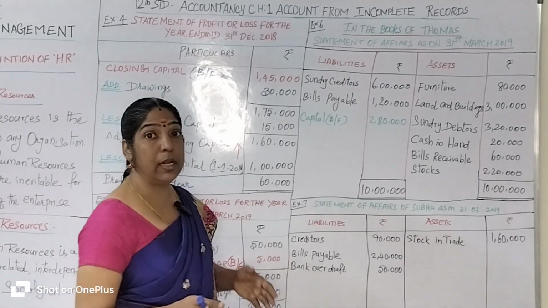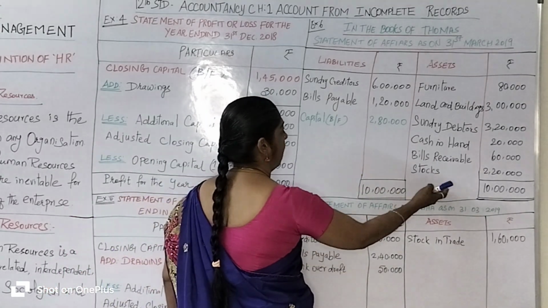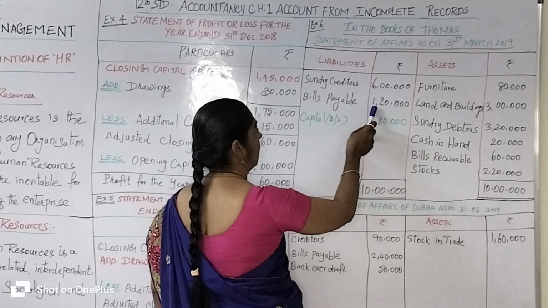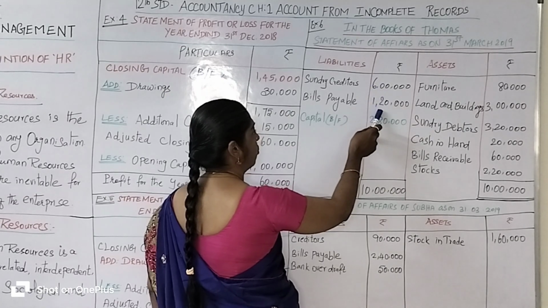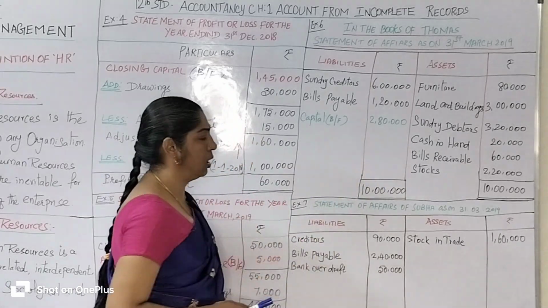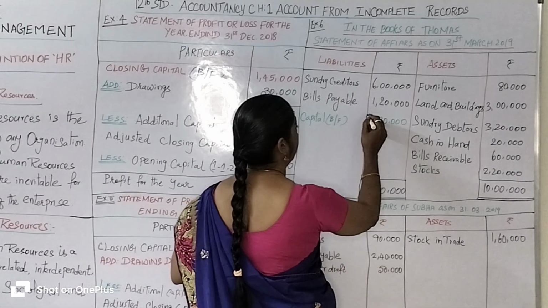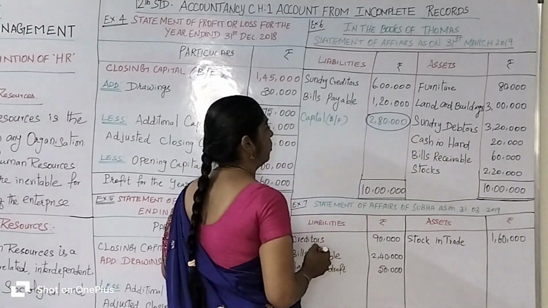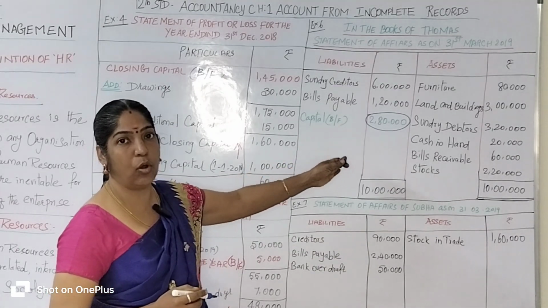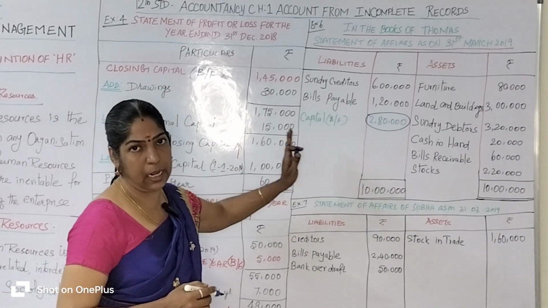Then we are going to find out the difference between the assets and liabilities. Asset side value is 10 lakh rupees. Liability side value is 6 lakhs plus 1,20,000, which is 7,20,000 rupees. We subtract 7,20,000 rupees from the total 10 lakh. What we got is 2,80,000 rupees. This is the balancing figure. The 2,80,000 rupees is called the capital. Capital always shows on the liability side.